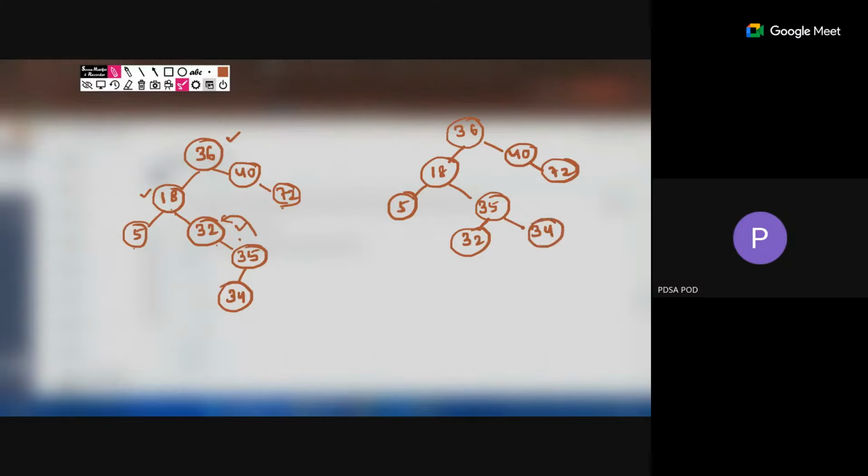Here we will perform the rotation like this, right? So we will have 36, then 40 and 72, and on this side we will have 18 here. 5 comes here, and here we will rotate this. 35 goes up, 32 comes over here, and 34 comes over here. Okay, next what happens? Which one is unbalanced? 1, 2, 1.